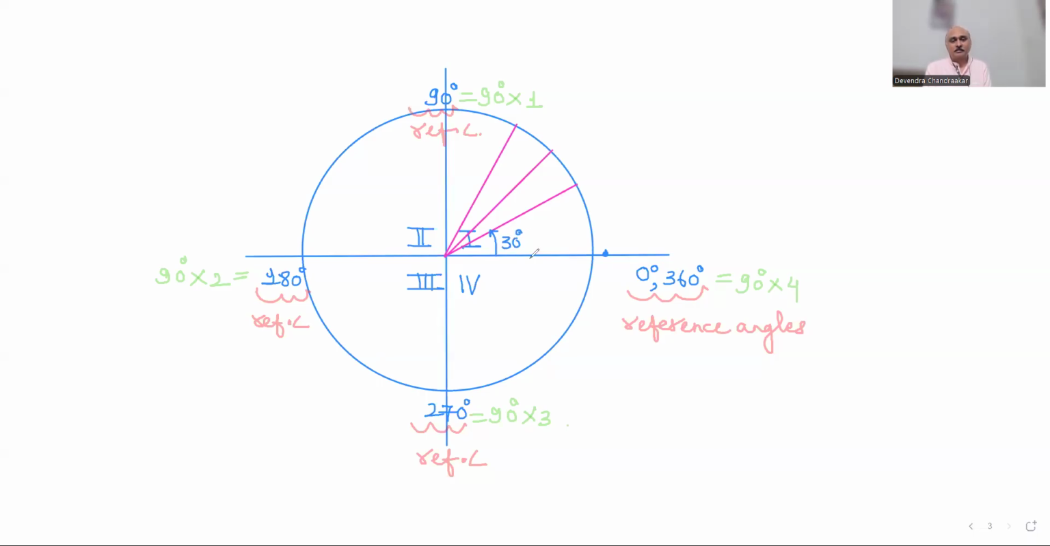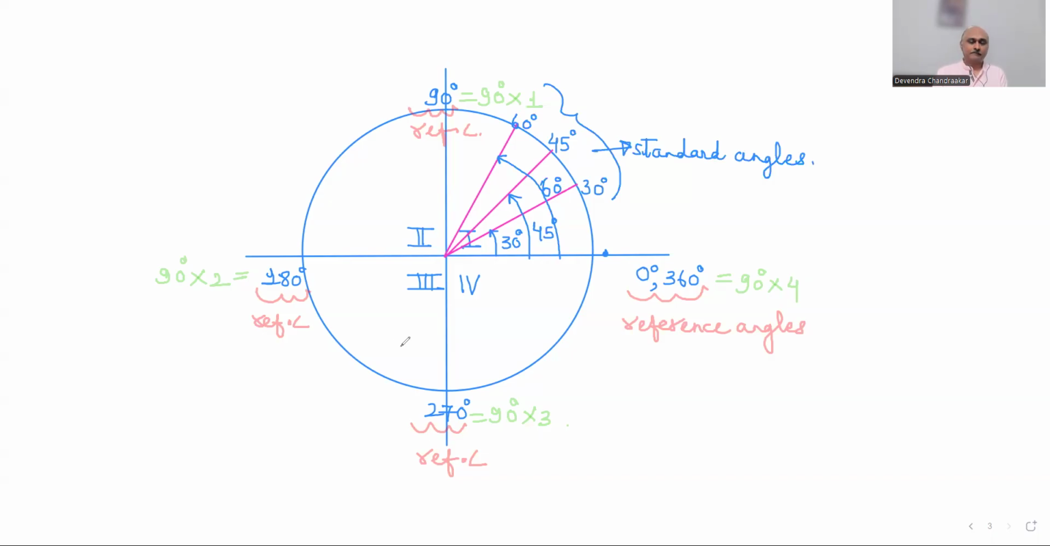So the standard angles which we are learning are 30 degrees, 45 degrees, and 60 degrees. Right? This is 30 degrees, 45 degrees, and 60 degrees. These angles are called standard angles. I hope all of you understood this. Yes or no? Yes, sir. ये सबके बीच में 15 degrees का relation है. You have to memorize this. So please memorize it. Okay.